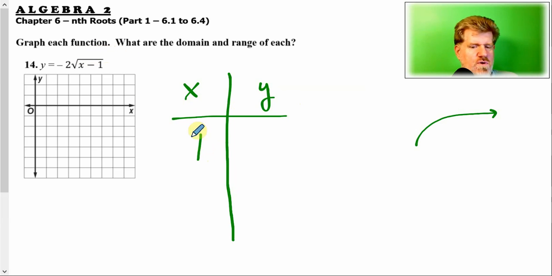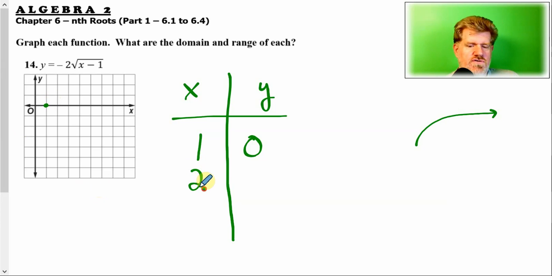I can't take the square root of a negative number. I got to start with 1, because what's 1 minus 1? 0. What's the square root of 0? 0. What's 0 times 2? 0. So I'm going to start with x is 1 and y is 0.